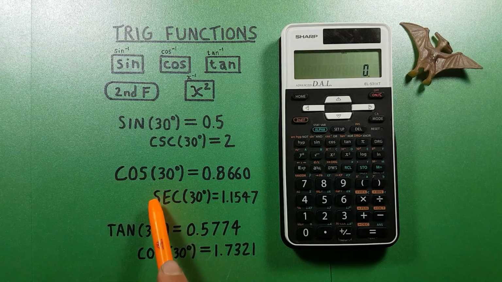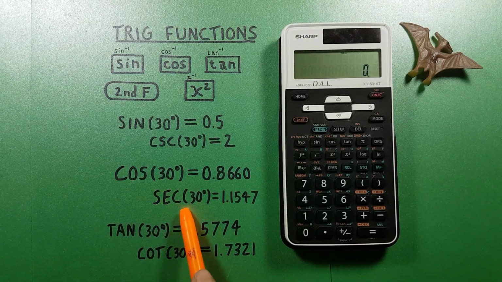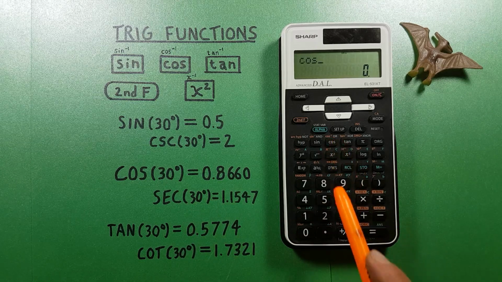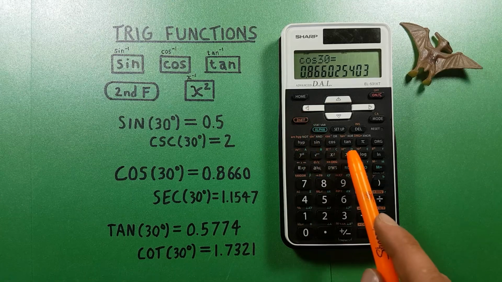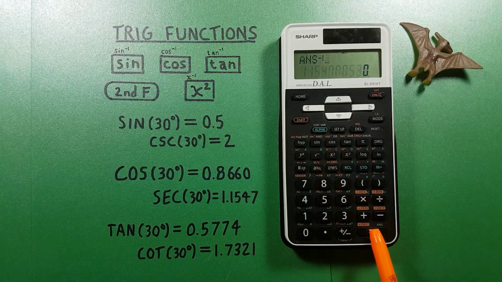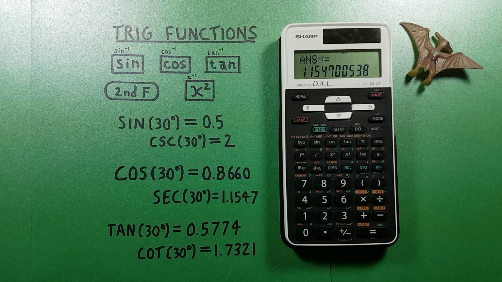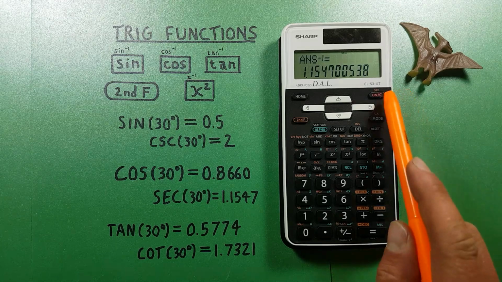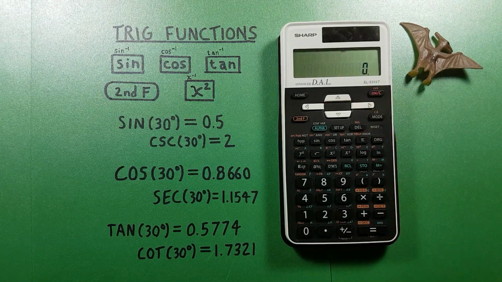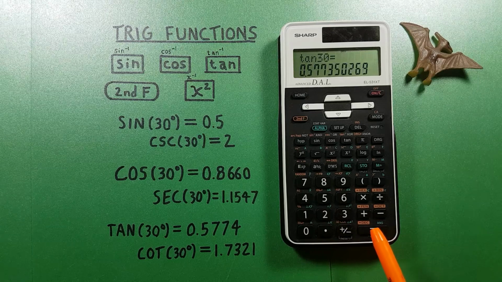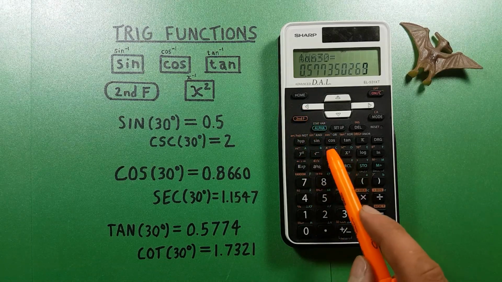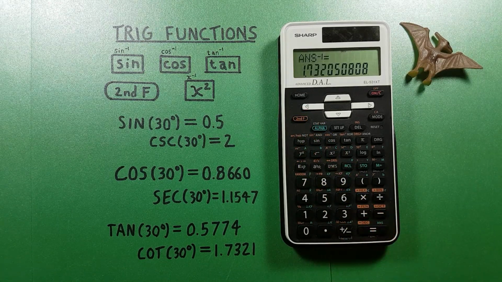For secant, we use cosine. So for secant 30 degrees, we go cos 30 equals, and then second function inverse equals 1.1547. And for cotangent, we use tan. So again, tan 30 equals, and then second function inverse equals, for a cotangent of 1.7321.